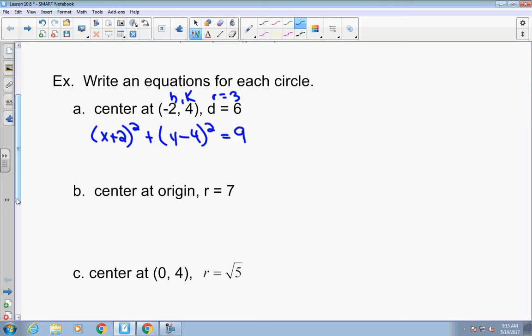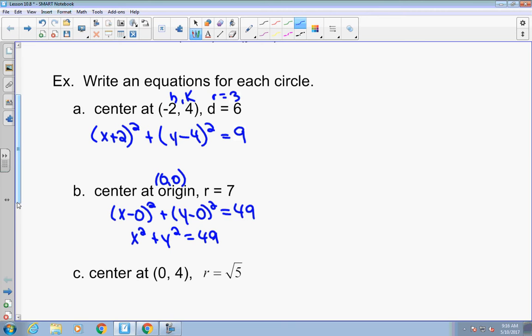All right. So this one has the center at the origin, and it has a radius of 7. So where's the origin? At 0, 0, right? So this would be x minus 0 squared plus y minus 0 squared equals 7 squared, 49. Now, I can simplify this because x minus 0 is x, so it would be x squared plus y squared equals 49. So if you end up with an equation like this, you know it's going to represent a circle.